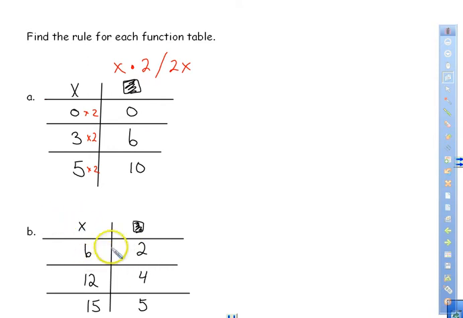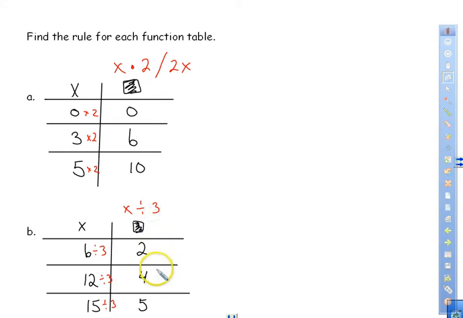It is now 6 becoming a 2, 12 a 4, 15 a 5. We're getting smaller. So let's subtract 6 minus 4. That gives me 2. Does 12 minus 4 give me 4? No, it does not. So let's try division. So 6 divided by what would give me 2? Would be 3. So does 12 divided by 3 give me 4? Yes. Does 15 divided by 3 give me 5? Yes. So my answer to this is x divided by 3.